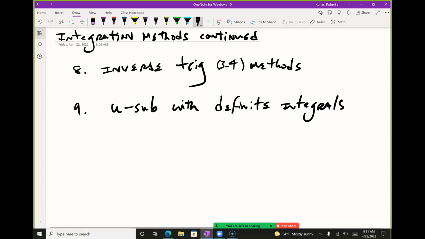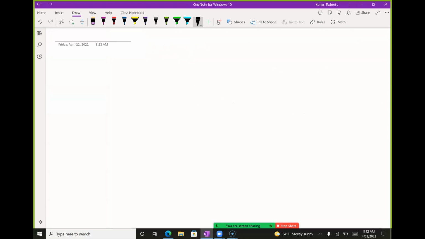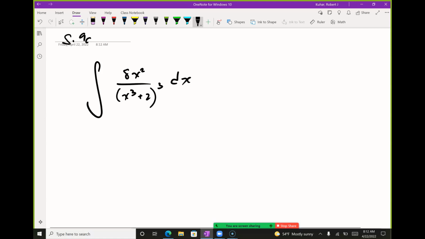So I'm just going to pick a couple problems from Chalmers of methods we've already done. This is number 9, and I'm asking you again to do 1 to 72. 9c: the integral of 8x squared over the quantity x cubed plus 2, cubed, dx. Going down the list, you certainly could talk yourself through the list, but if you see it clear inside, that's for sure probably the way to go.